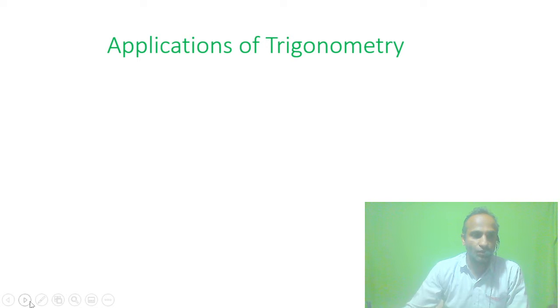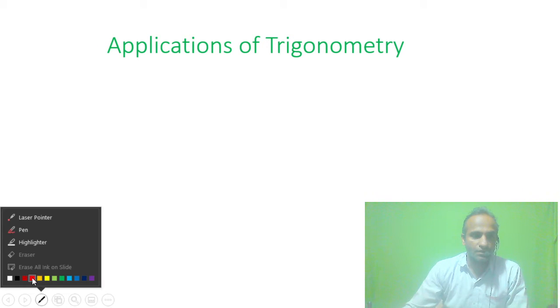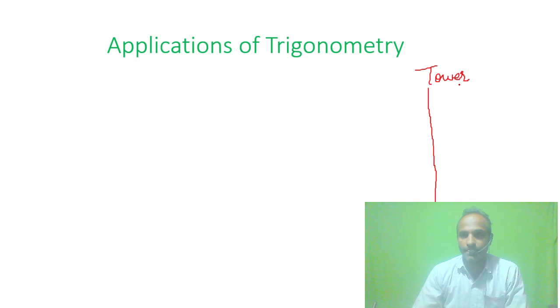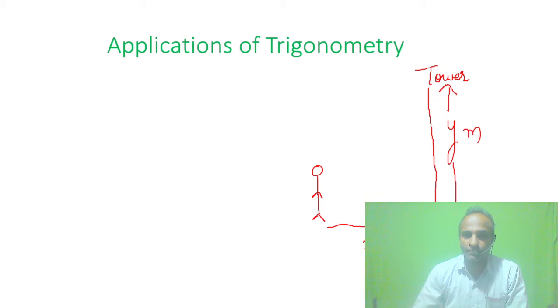Okay. So the basic application for the study behind trigonometry is that, for example, suppose this is a tower, and you are standing in front of the tower at some distance x meter. Suppose this is you, and you want to measure the height, that is y meter. We don't know the height, so let us suppose it is y meter.